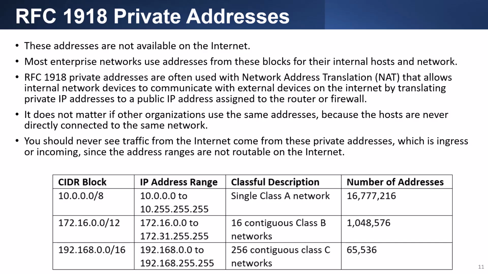Most enterprise networks use addresses from these blocks for the internal host and network. RFC 1918 private addresses are often used with Network Address Translation, or NAT, which allows internal network devices to communicate with external devices on the internet by translating private IP addresses to a public IP address assigned to the router or firewall. It does not matter if other organizations use the same addresses because the hosts are never directly connected to the same network. You should never see traffic from the internet come from these private addresses, which is ingress, or incoming, since the address ranges are not routable on the internet.